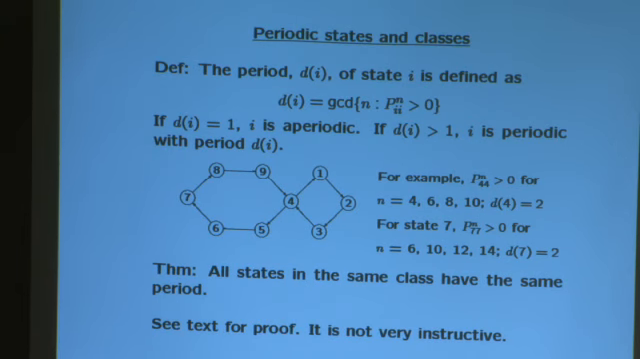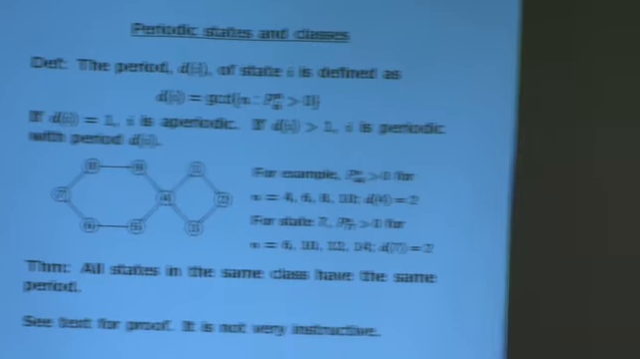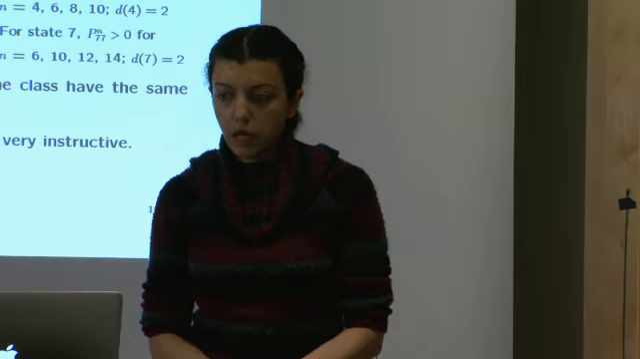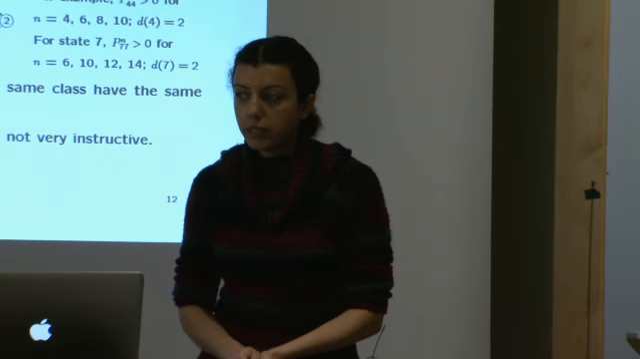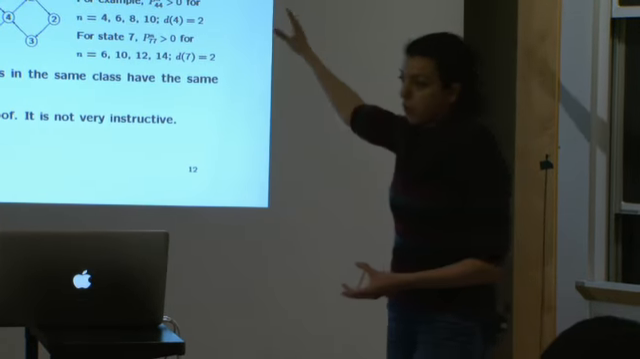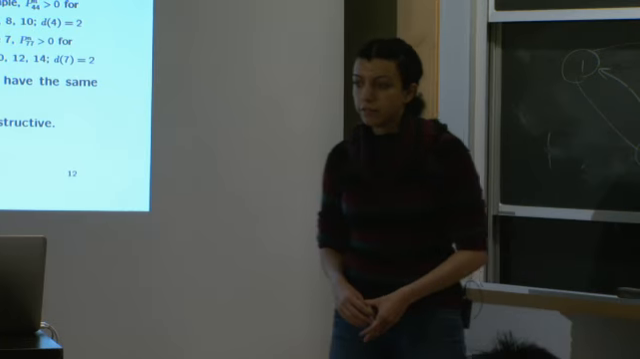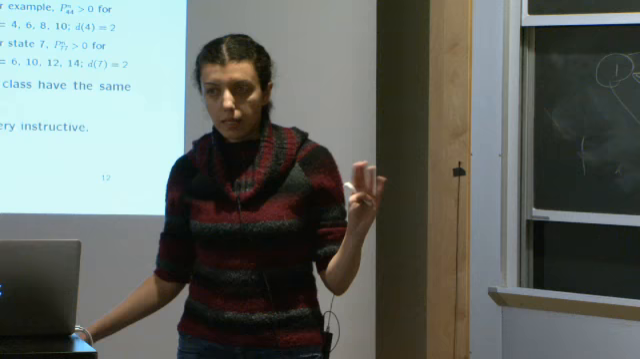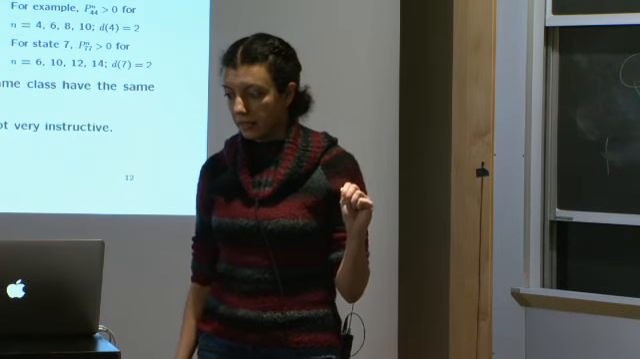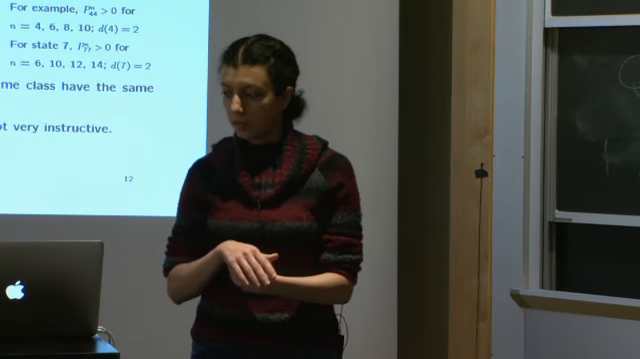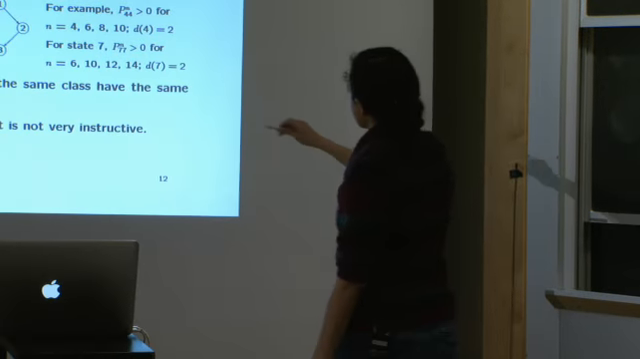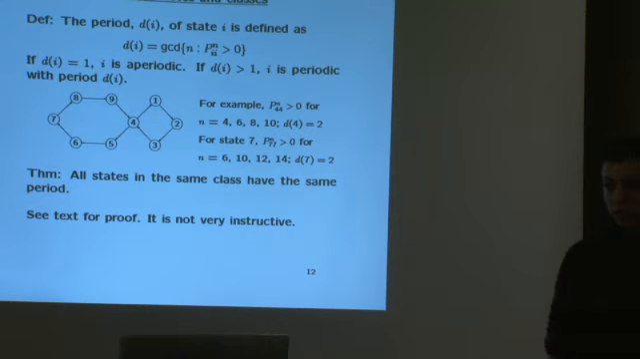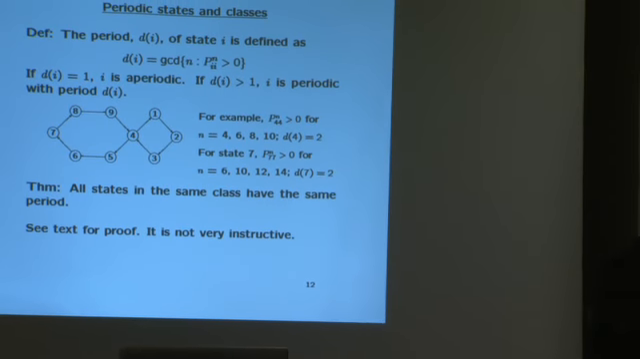You might go out of i and never come back to it. So assuming that there's a positive probability that you can go from state i to i, you can look at the number of steps needed for this walk, and you can find the greatest common divisor of this number of steps, and it's called the period of i. And if this number is greater than 1, then i is called periodic. And if it's not, it's aperiodic.